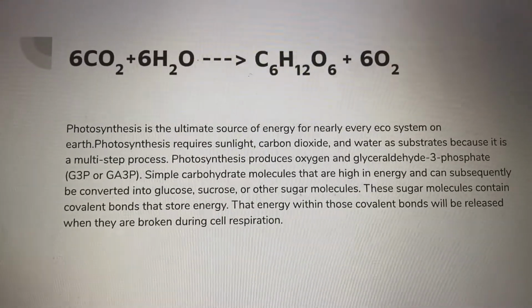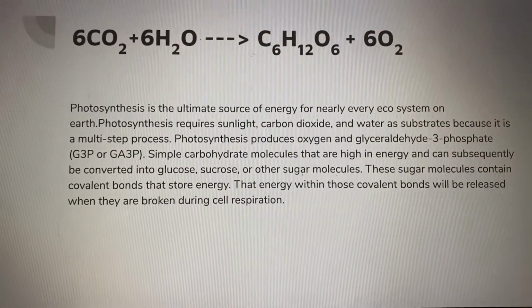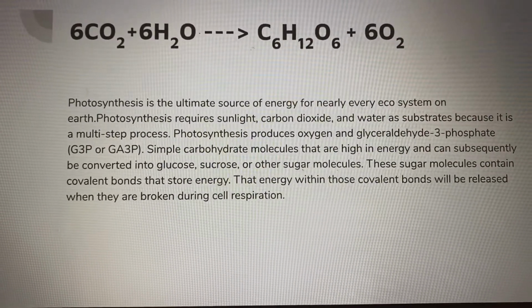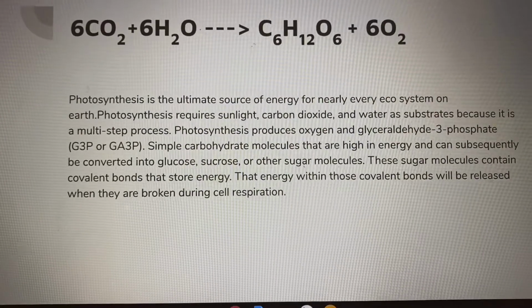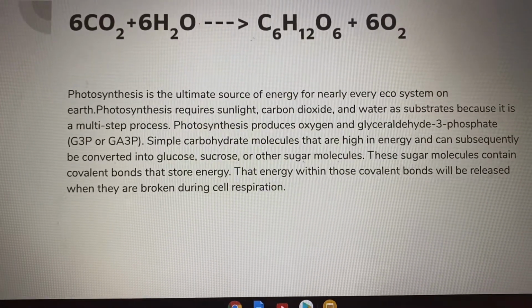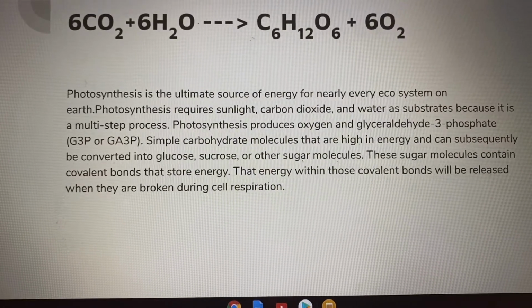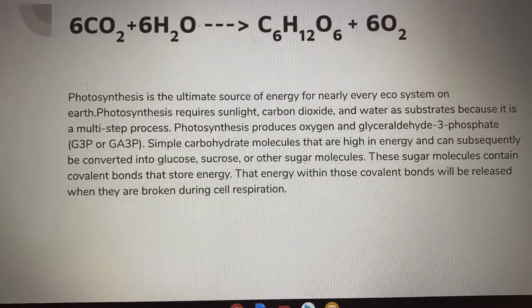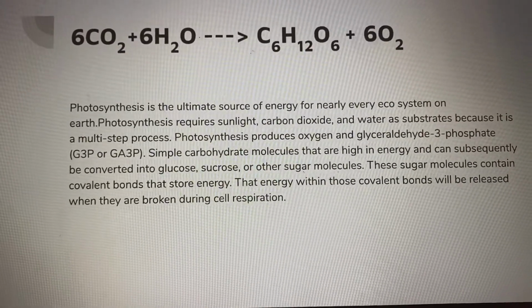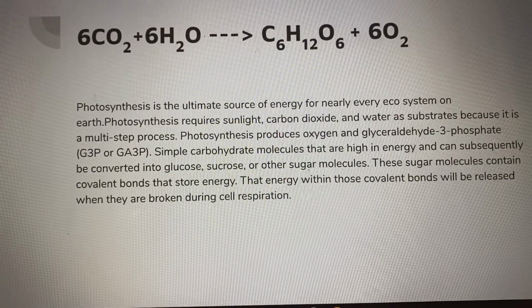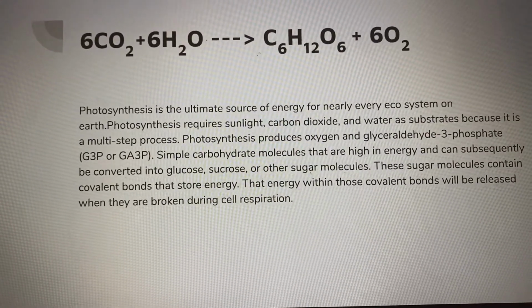Here you see the equation for photosynthesis and a brief description of what it consists of. So photosynthesis is the ultimate source of energy for nearly every ecosystem on Earth. Photosynthesis requires sunlight, carbon dioxide, and water as substrates because it's a multi-step process. It produces oxygen and G3P.